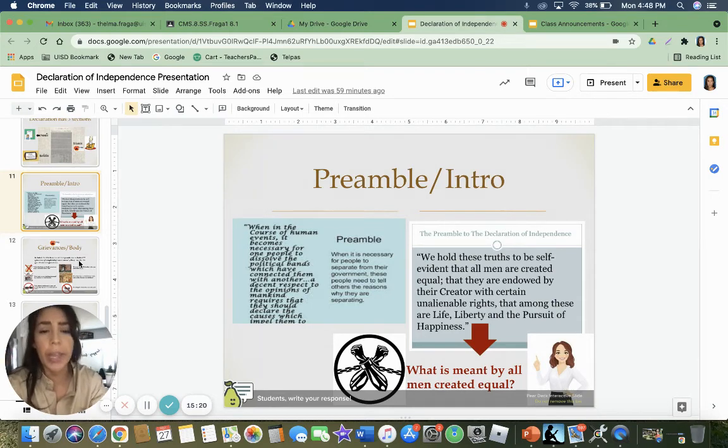Which rights are they? Unalienable rights. Some of these rights include life, liberty, and the pursuit of happiness. What is meant by all men are created equal? I like to bring up this topic in the class because when Thomas Jefferson was saying all men are created equal, what was he really saying?